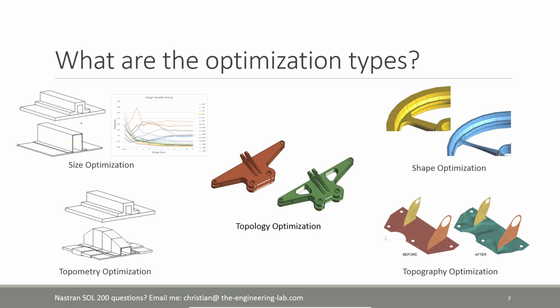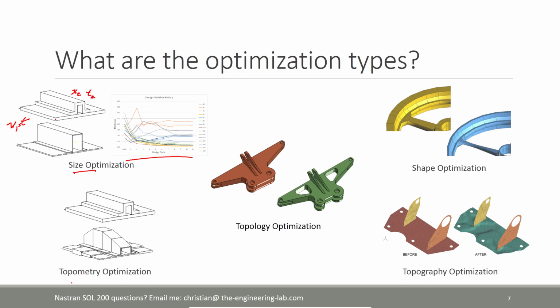Basically, if we say that the plate here has a thickness T, and the thickness of the stiffener here, the hat stiffener, is T2, these individual parameters that are dimensions of the structure, we can define as design variables x1 and x2. Then the optimizer will vary these two thicknesses, and you get these design variable plots like you see here in this graph. Now this is size optimization.